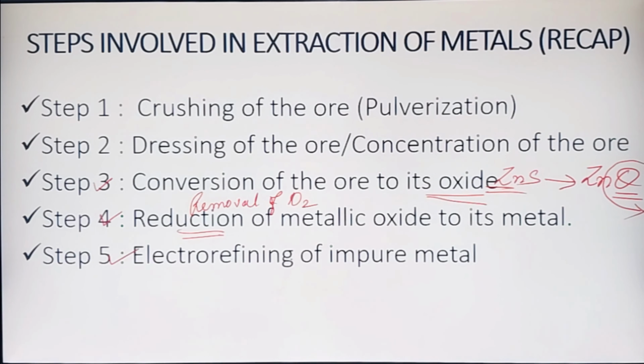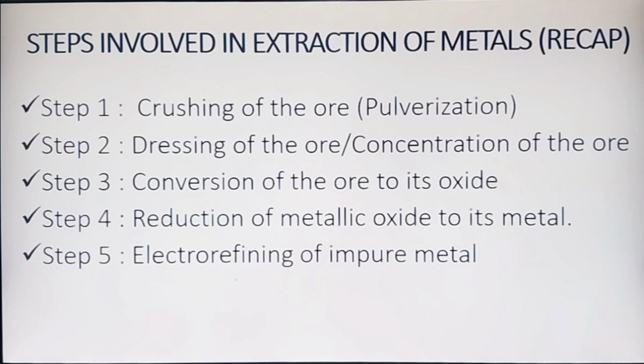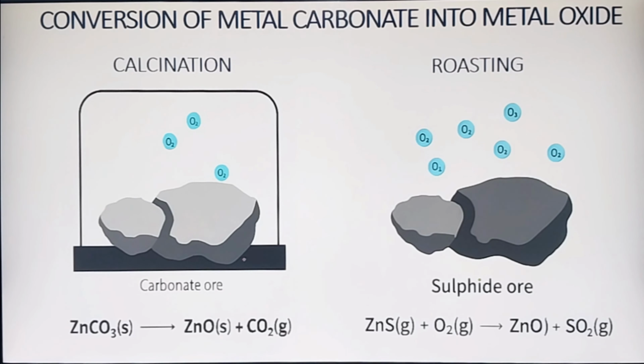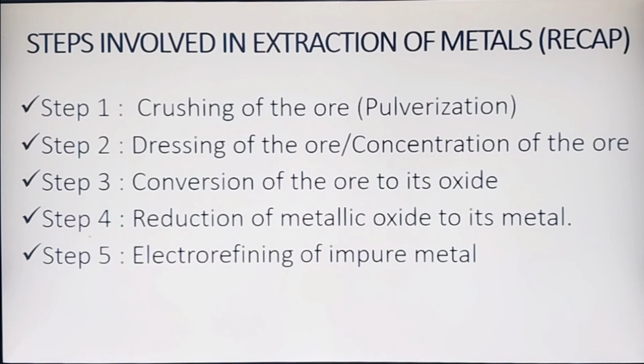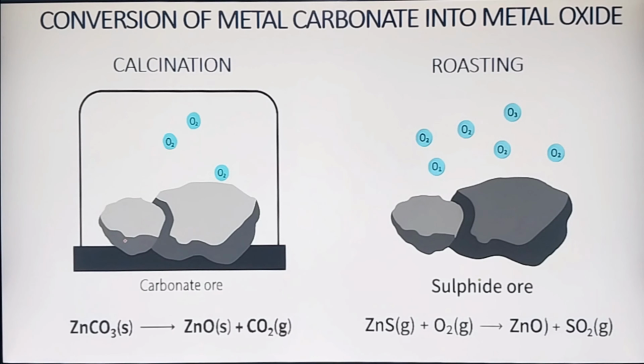And the last step is called electrorefining. We have already discussed this step in detail in the electrolysis chapter. You can please go through that video, where electro means electricity and refining means I am purifying the impure metal to get as pure a metal as possible. So we are going with step number 3 right now, which is conversion of the ore to its oxide.